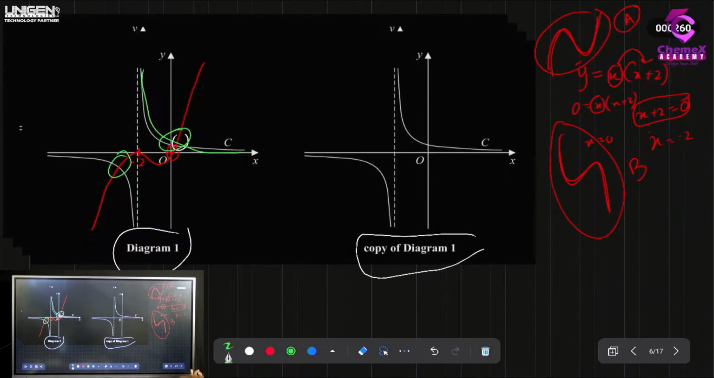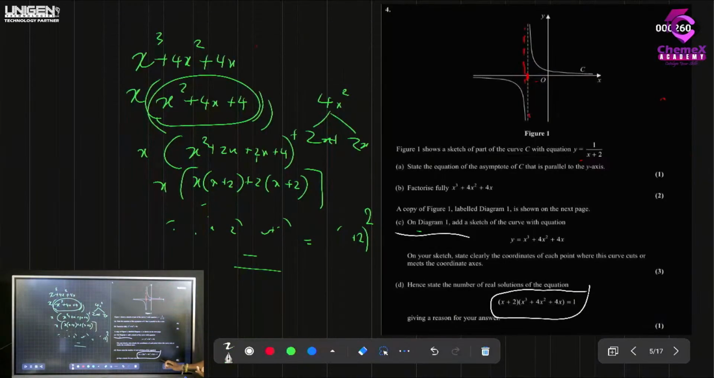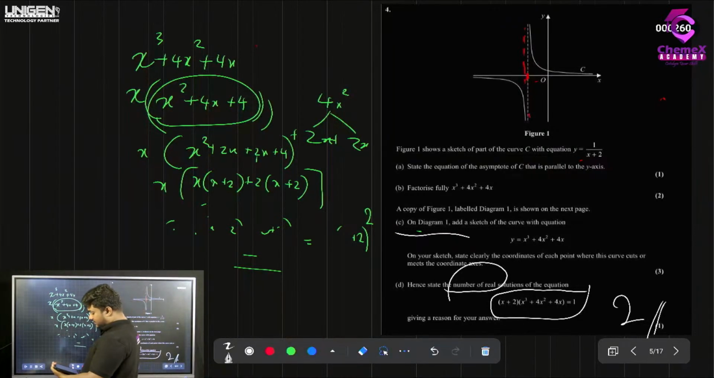So how many places? How many real roots are there? How many are there? Number of real roots. Here. 2. Do you understand? So there's 2 real roots. So when you equate these 2, it is equal to 1 they have said. So they have equated it to 1. So what is it?